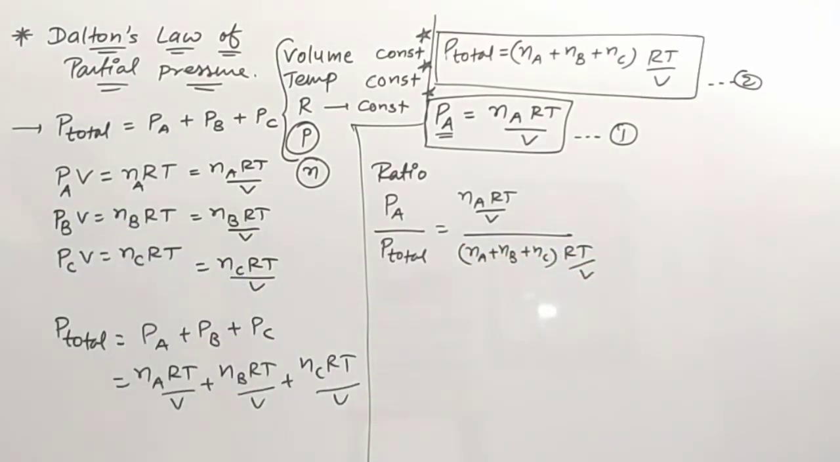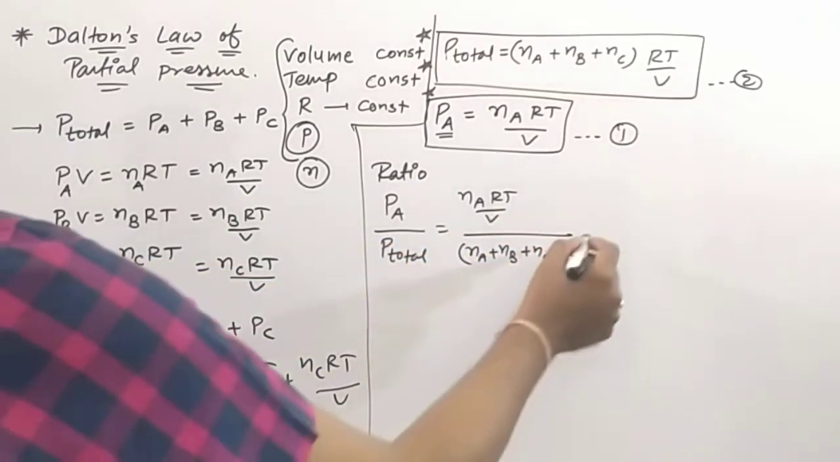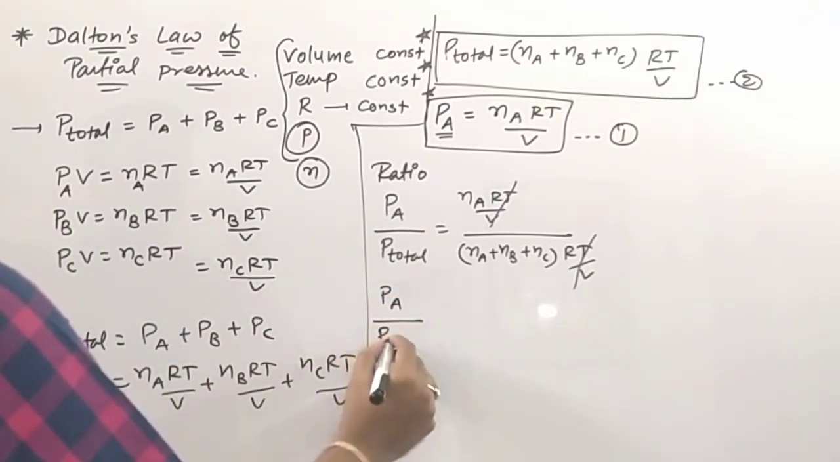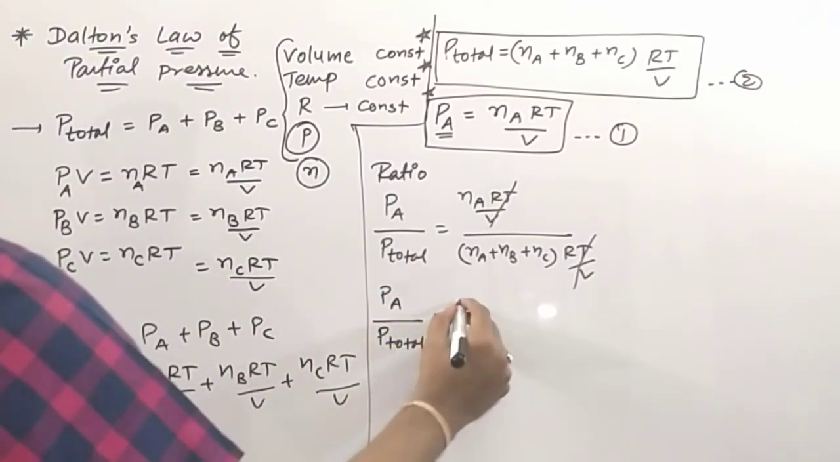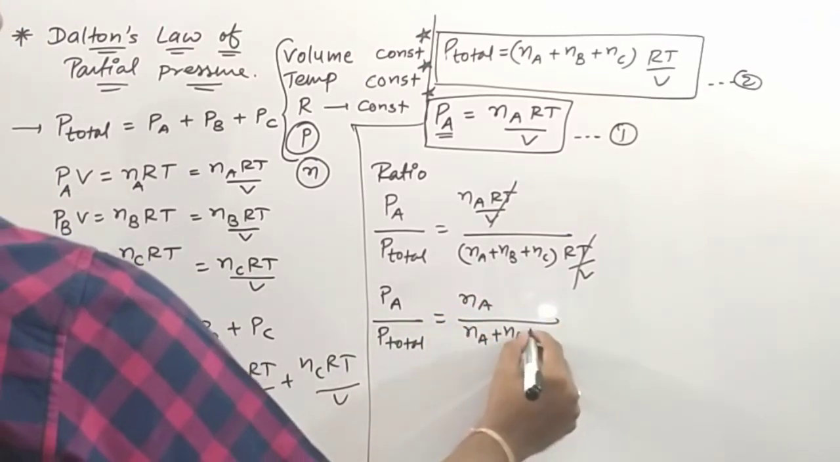Now the magic will happen. See, RT upon V and RT upon V remain the same, so it will cancel out. Now the remaining part will be what? PA upon P total is equal to Na upon Na plus Nb plus Nc.